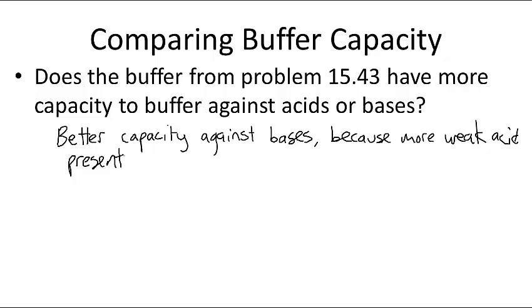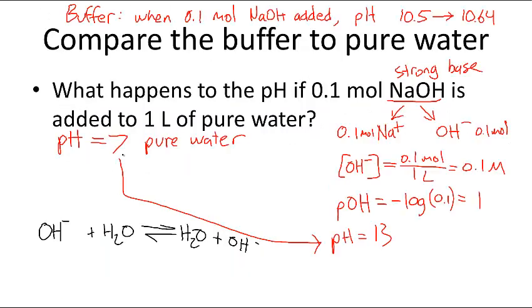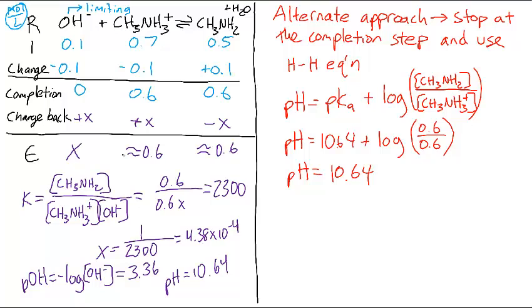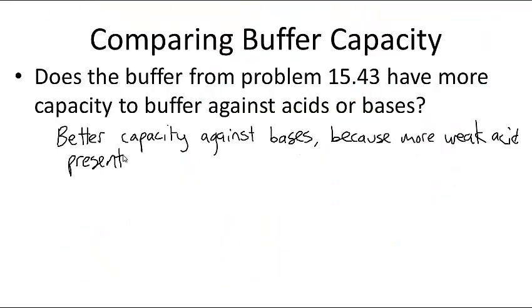So this had the capacity to buffer against somewhere up to close to 0.7 moles of base, but only up to 0.5 moles of acid being added before it would overcome the capacity. All right. Any remaining questions about buffers?